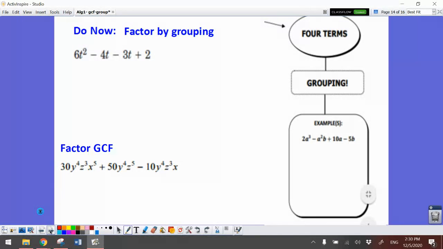Remember, if there's four terms, you have to split down the middle and factor on both sides with grouping to take out the GCF. All right, let's see how you did.